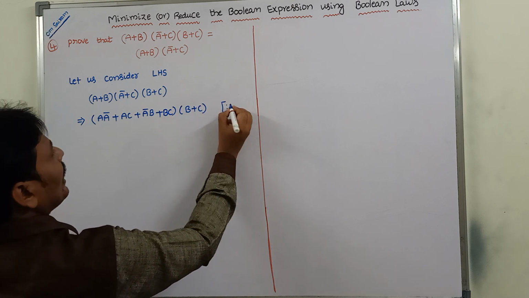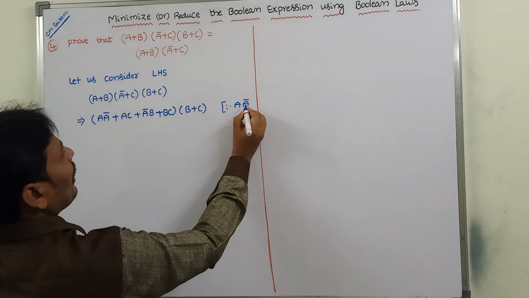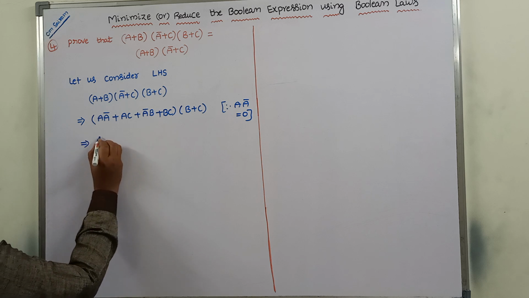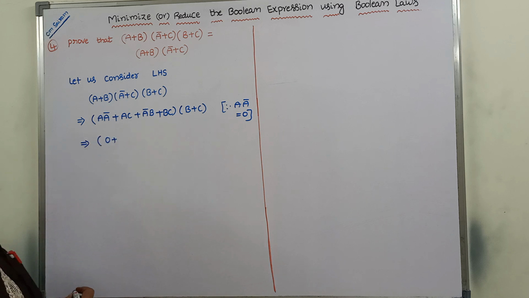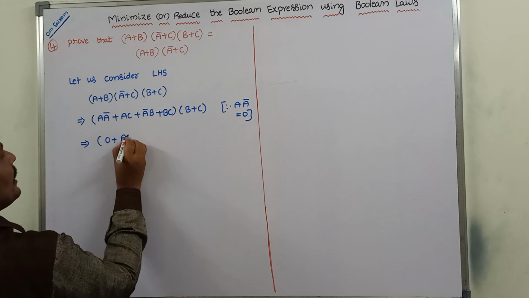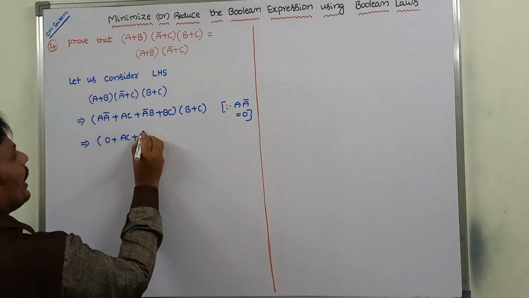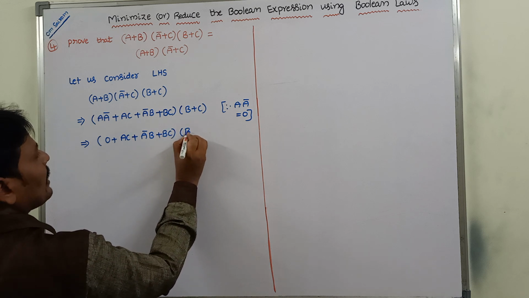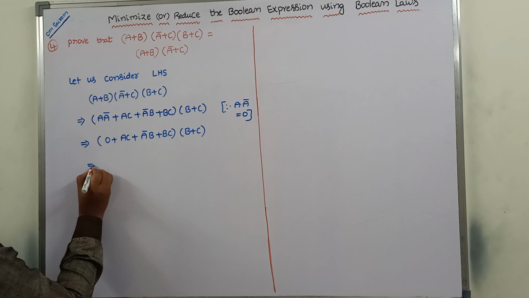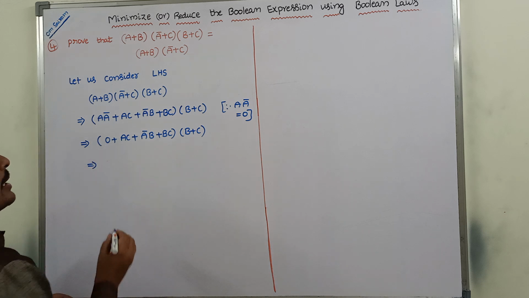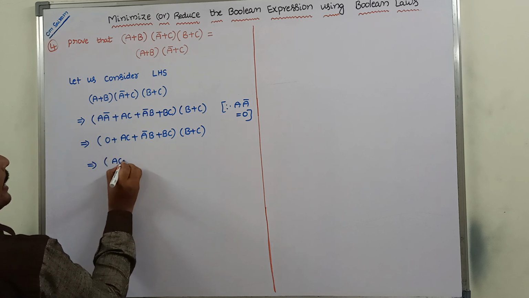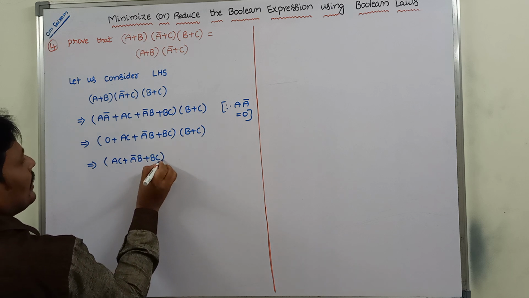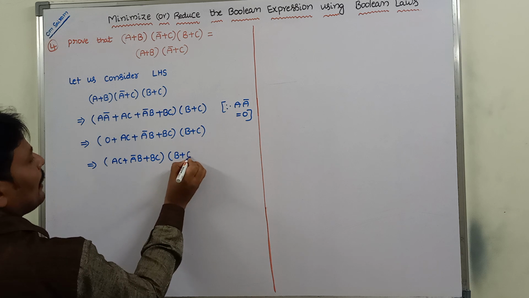We already know that a into a bar is equal to 0. So, substitute 0 in place of a into a bar. Next, (ac plus a bar b plus bc) into (b plus c). So, 0 plus something is nothing but something. So, that is (ac plus a bar b plus bc) multiplied with (b plus c).